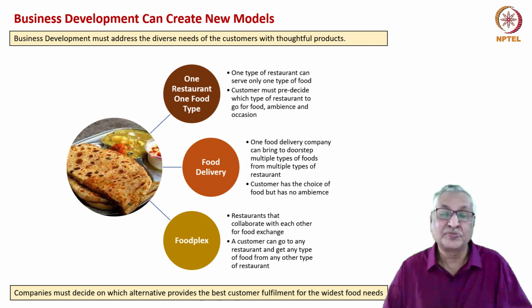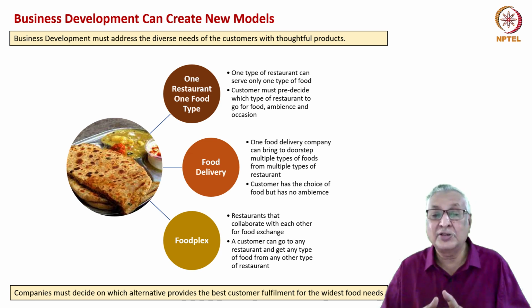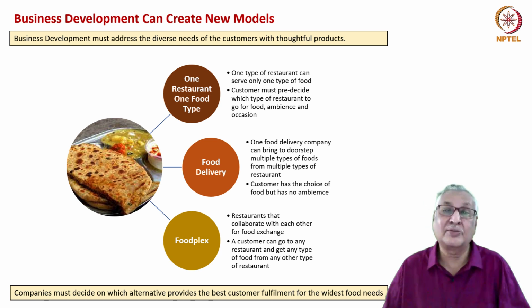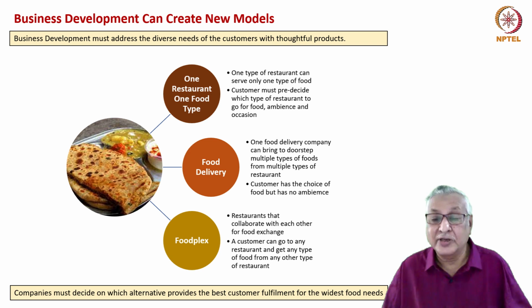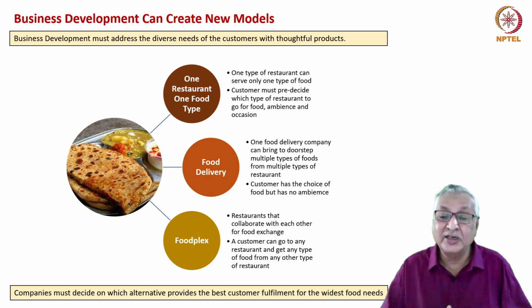and therefore we choose that. Then we have food delivery, wherein one food delivery company can bring to you whatever you decide to order. It could be multiple types of food from multiple types of restaurants. The customer has the choice of food, but the customer doesn't get any ambience. Then you can think of a foodplex as well. That is, restaurants collaborate with each other, a food exchange. A customer can go to any restaurant and get any type of food from any other type of restaurant.